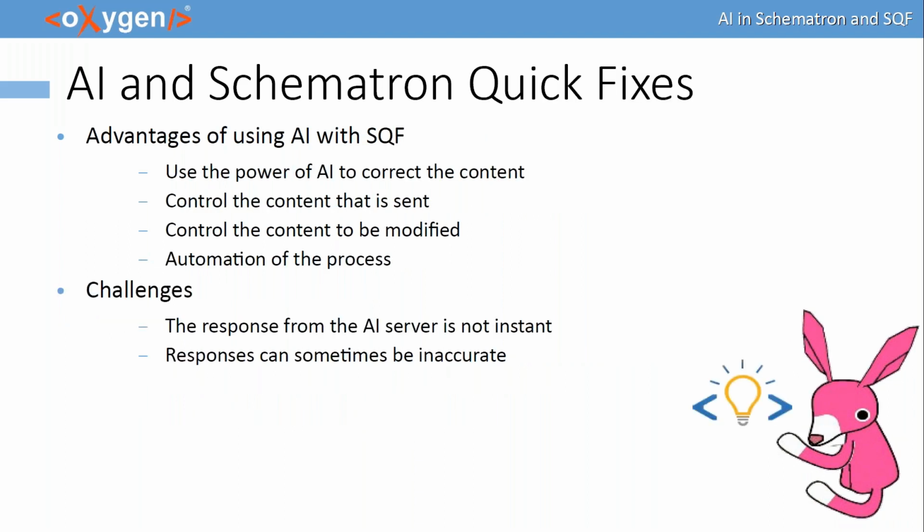For the Schematron quick fixes for applying fixes using AI, you can also use this power of AI to reformulate, to use active voice, to check the grammar, or to make the content answer your question. So you can use it in a lot of ways. You can also control the content that is sent to the AI service, the content that is modified when you get the result back, and you can also automate this process and make the modification automatically in your document. Of course, there are challenges here too. The cost is not so big because the fixes are applied only when a problem occurs. But the response from the system cannot be instant, and the response can sometimes be inaccurate, and you need to review them.